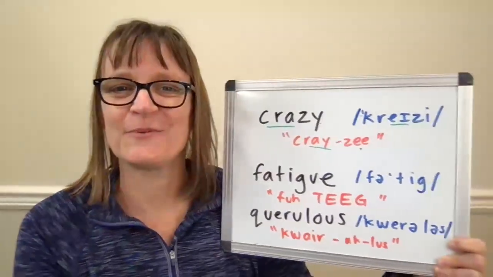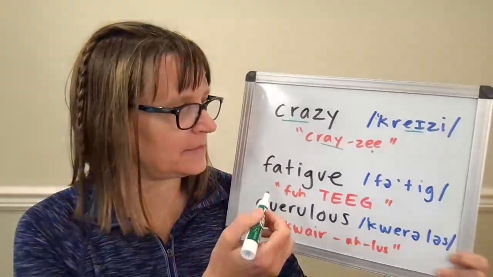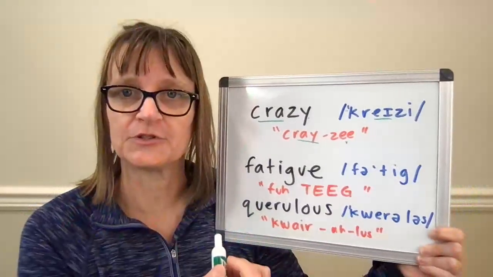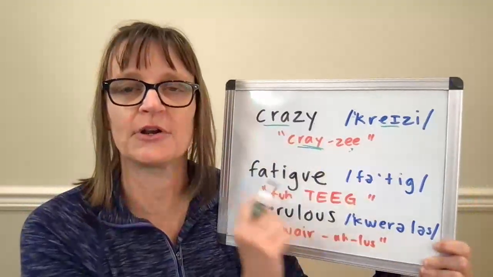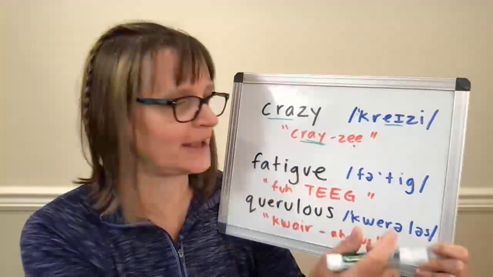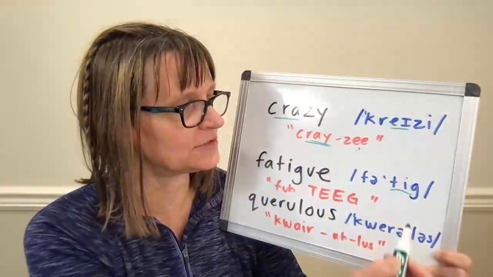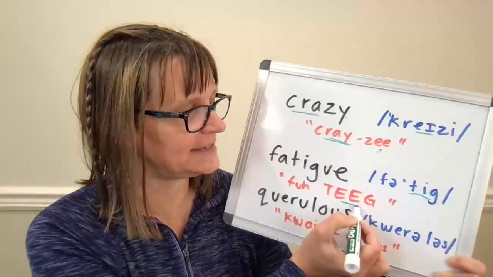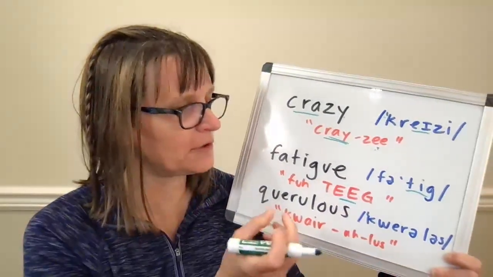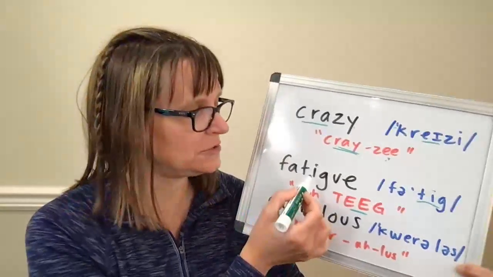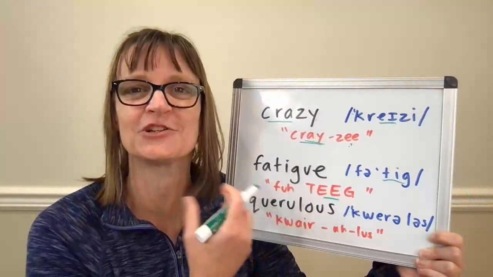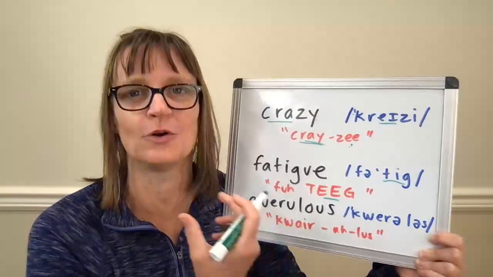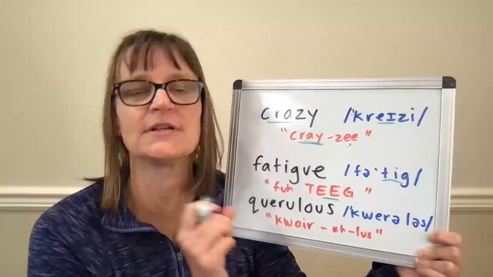Next word, we have the word fatigue. Fatigue has second syllable stress, so while crazy is long and short, fatigue is short and long. So teague is the stressed syllable. Again, we have our tense E sound, which I rewrote with two E's. We do occasionally spell that with letter I. That's a little bit more rare in English. Usually we spell that with EE or EA, the tense E sound.